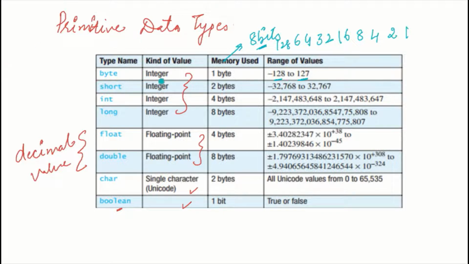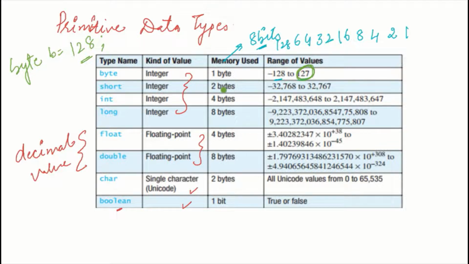Correct? So in that case the maximum range in the positive value is 127. If you are trying to store the value in a byte variable, byte is equal to 128, it will give us the error because its range is up to 127 only. Okay, so that can consume only 1 byte.